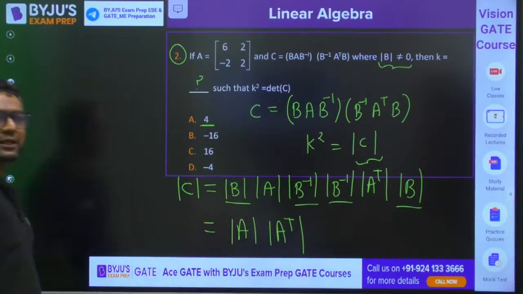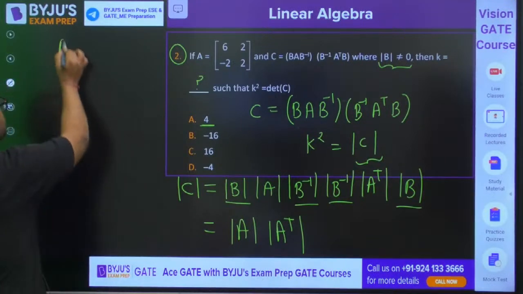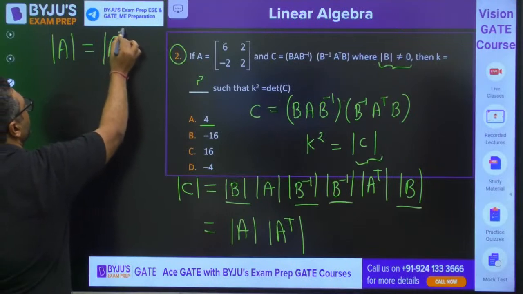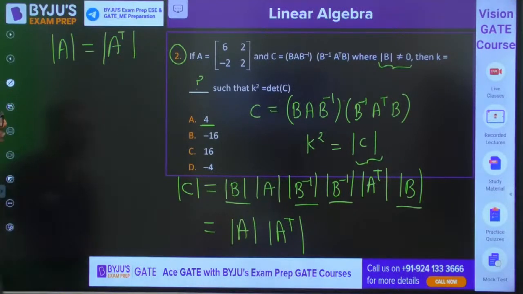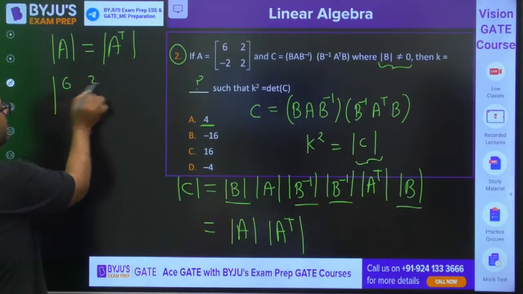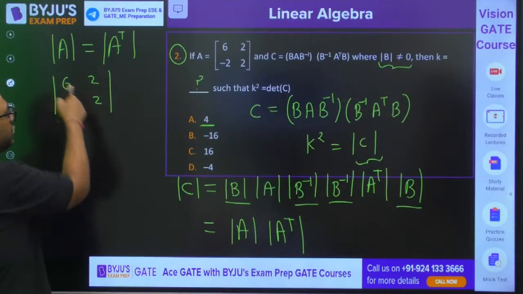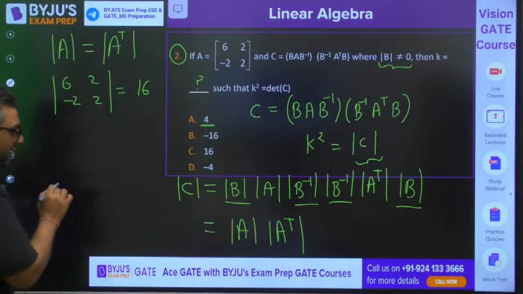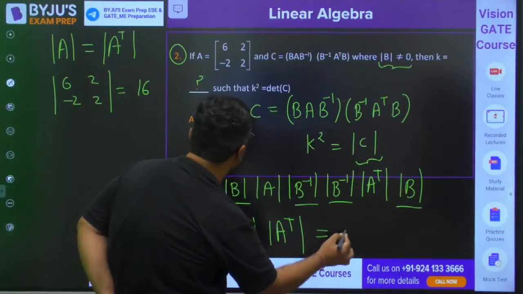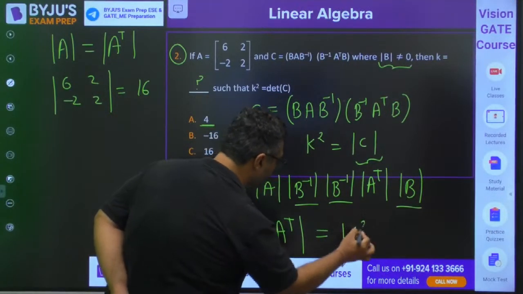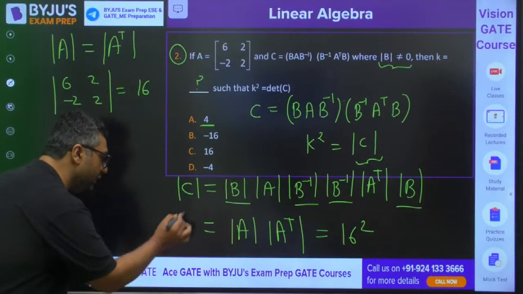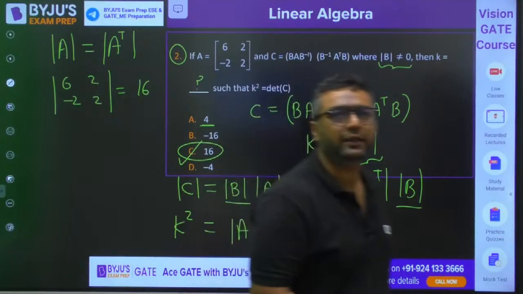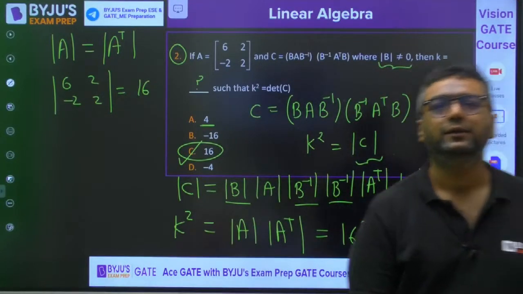And I feel everybody knows that the determinant of a matrix and its transpose will be the same. So if that is the case, we can find the determinant of A, that is 6, 2, minus 2, 2. It will be 6 times 2 is 12, minus of minus 4 is 16. So in that case, what would be the determinant of C? It is written as 16. But it is given as K square. So K is 16. C is the correct answer. Everybody got it? Yes, Papa Ka Ghoda.